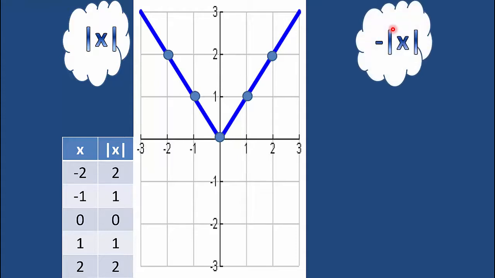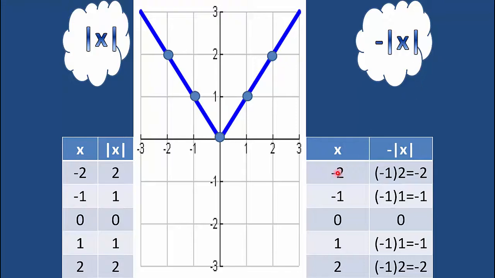Now, let's suppose I've got negative absolute value of x. Well, if I put in a negative 2, take the absolute value of it, I get a 2, but then I multiply by negative, right? I've got the negative in front of it. I get a negative 2. So if you notice what happens, every value I get, I'm going to take the opposite of it.